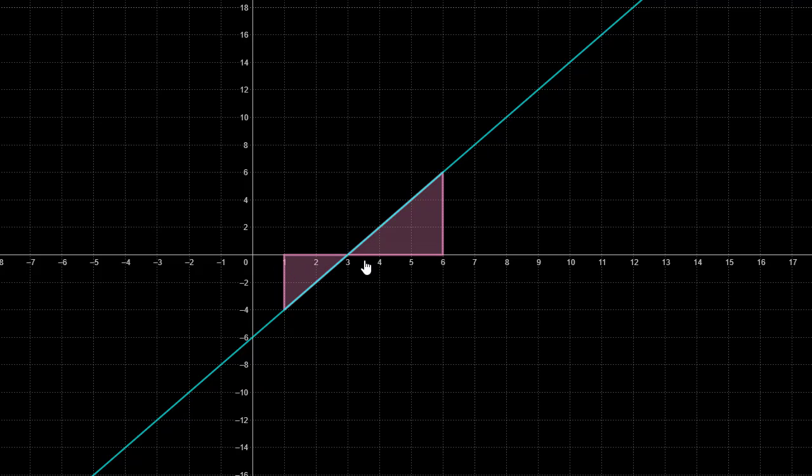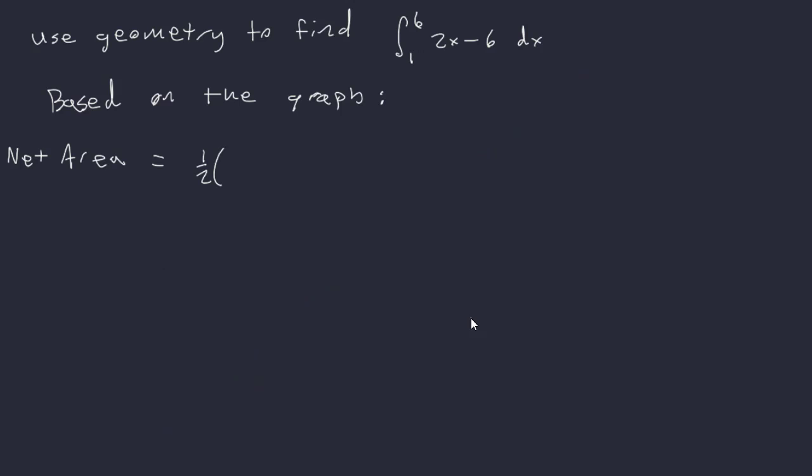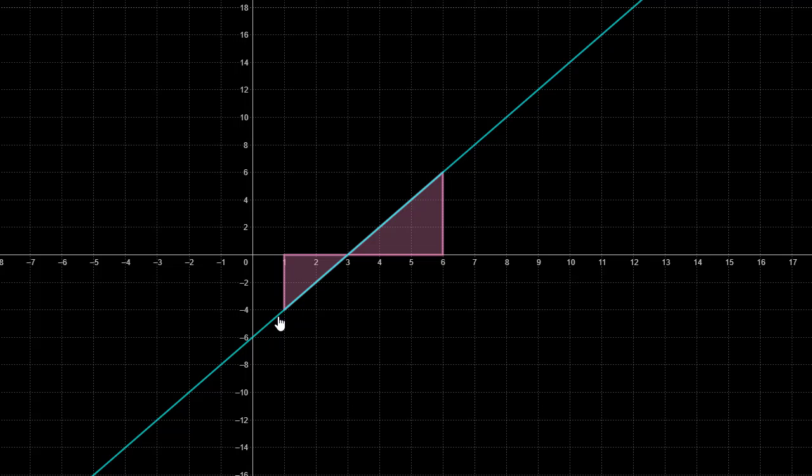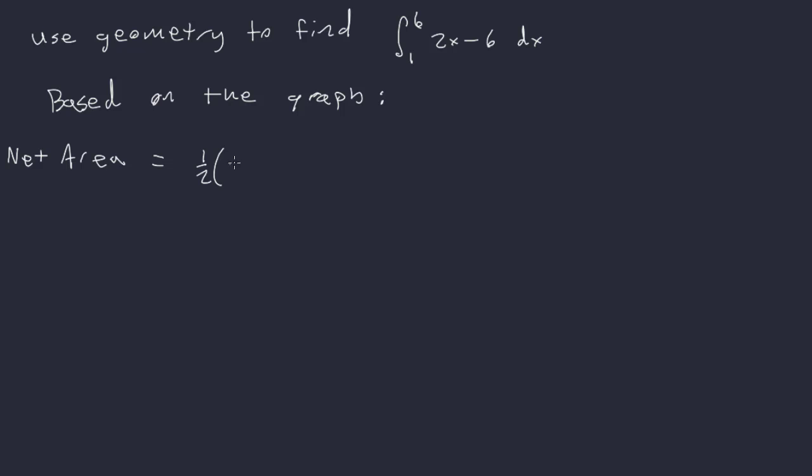So this triangle is a 2 by 4, right? So that's our first triangle, and then the second triangle is a 3 by 6, it looks like, based on the graph. All right, so based on the graph, the net area is 1/2. Now, you can always get the right answer if, when you put in the height, you make the negative ones a negative. Right? That's probably the easiest way. So it'll be 1/2 base, which is 2, times height, which is negative 4. So 1/2 2 times negative 4.